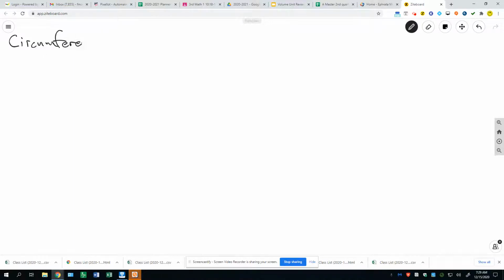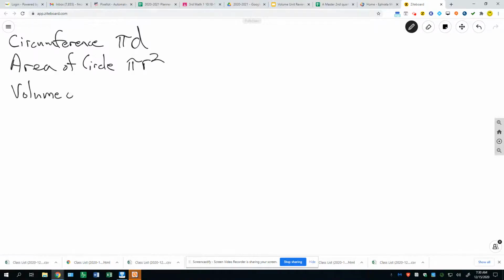So I'm going to go circumference, which is pi times diameter. I'm going to go area of a circle, which is pi times the radius squared. I'm going to go volume of a cylinder, my bad, which is pi times the radius squared times the height, okay, which is the area of the circle times the height.